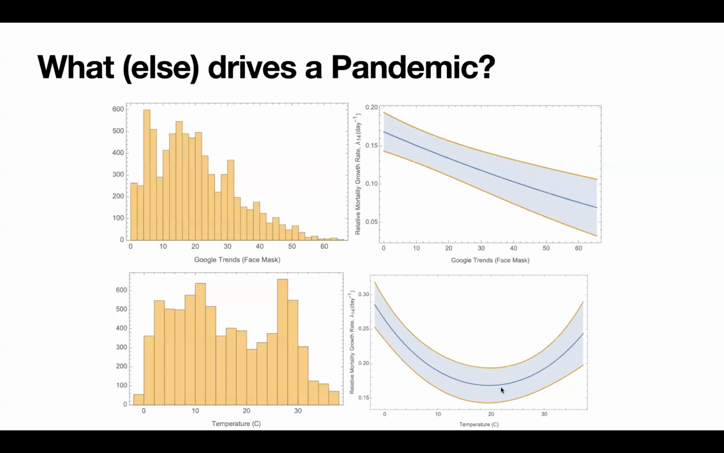Maybe not so coincidentally, that's also the mean temperature of New Zealand. So maybe that's one of the reasons they're doing so well.